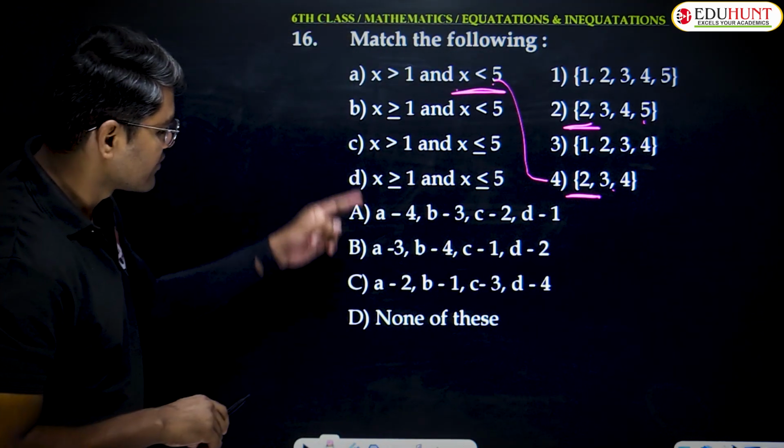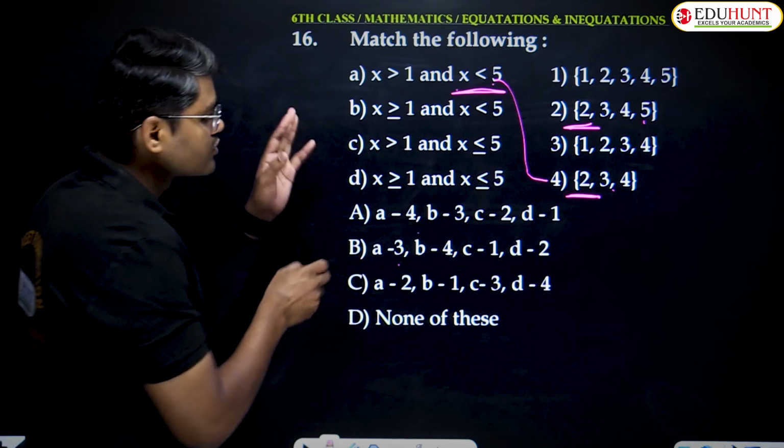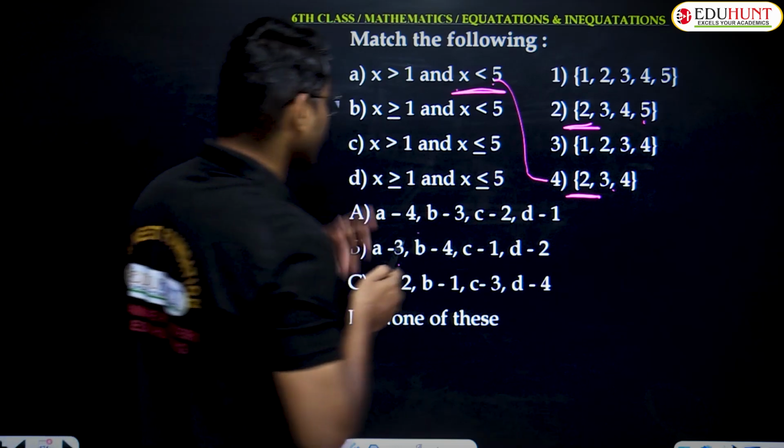A4. Where is A4? A4, A3, A2. So A4, only one option is there. So we can go with this option. Okay. Let's check the remaining also.